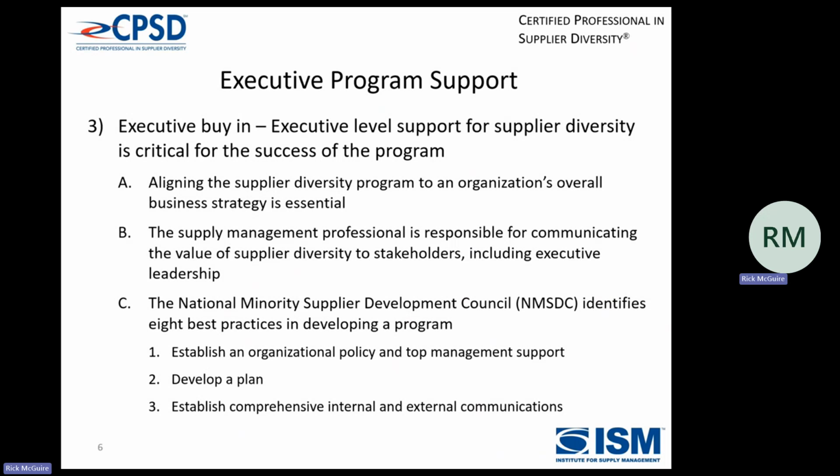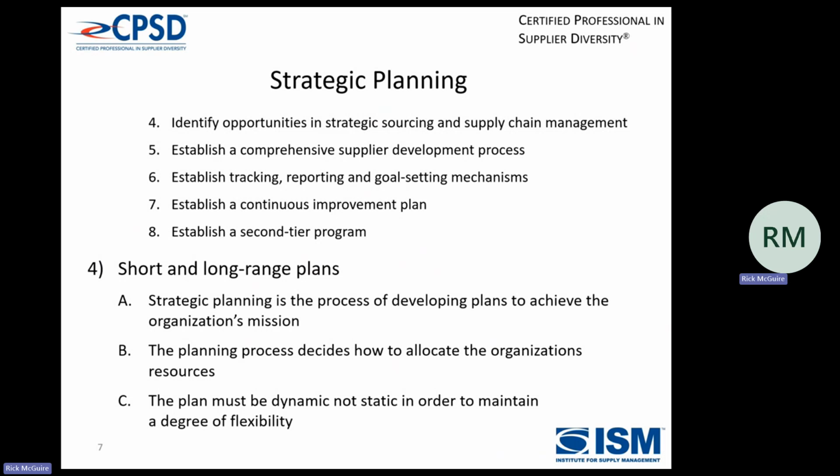The National Minority Supplier Development Council, otherwise known as the NMSDC, identifies 8 best practices in developing a supplier diversity program. First is establish organizational policy and top management support. You're not going anywhere without it. Develop a plan, establish comprehensive internal and external communications, identify opportunities in strategic sourcing and supply chain management, establish a comprehensive supplier development process, establish tracking, reporting, and goal-setting mechanisms, establish a continuous improvement plan, and establish a second-tier supplier program.